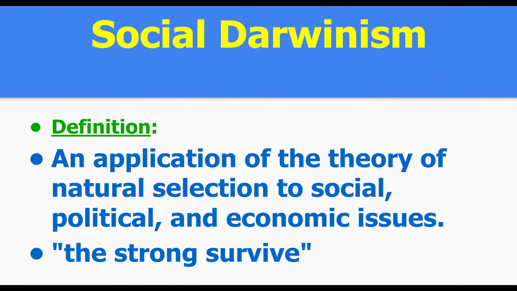So, social Darwinism, what is it? The definition is that it's an application of the theory of natural selection to social, political, and economic issues. Basically, quote unquote, the strong survive. And social Darwinism was used significantly to encourage human competition. It was the idea that humans compete in the struggle for existence.